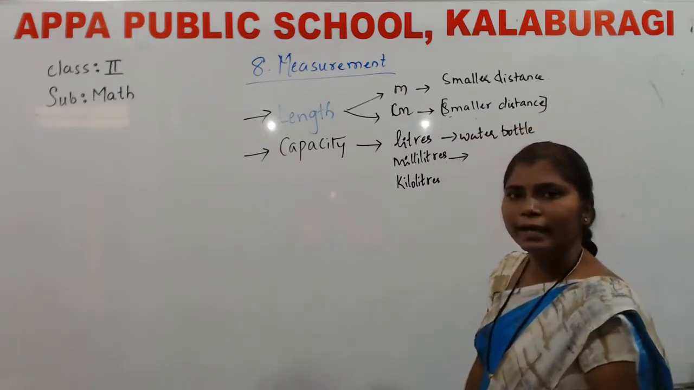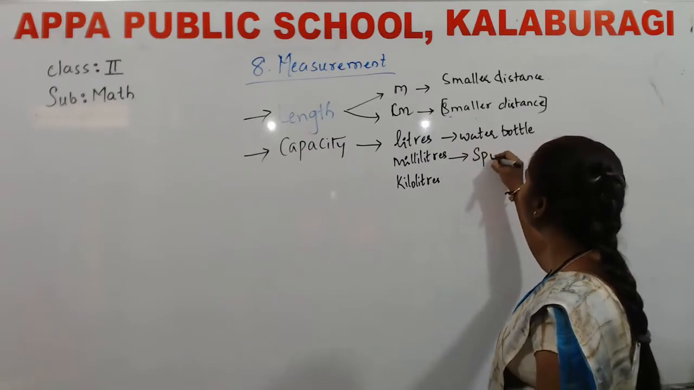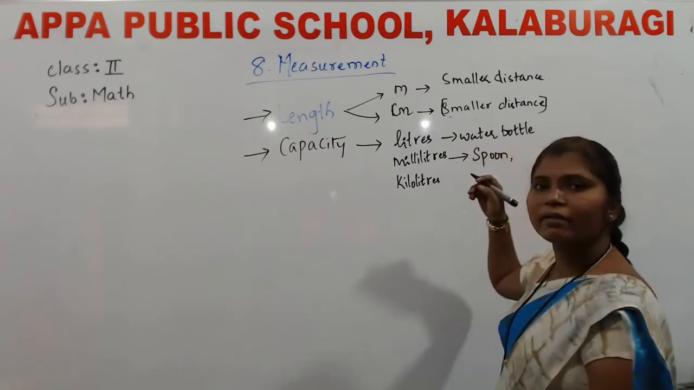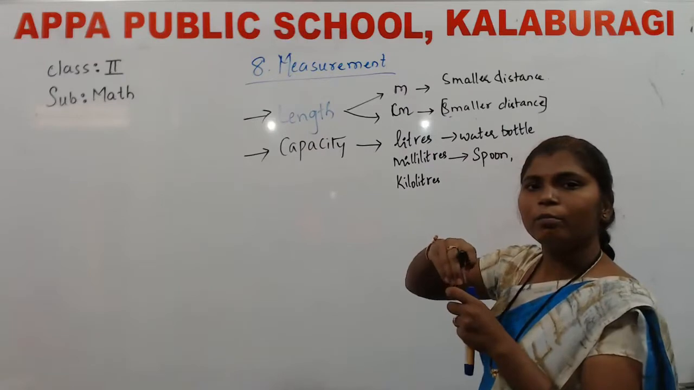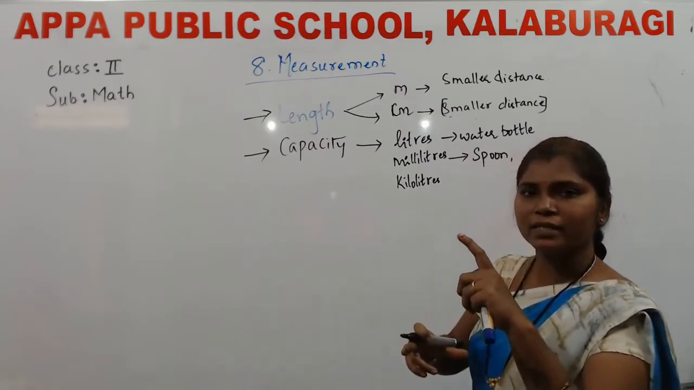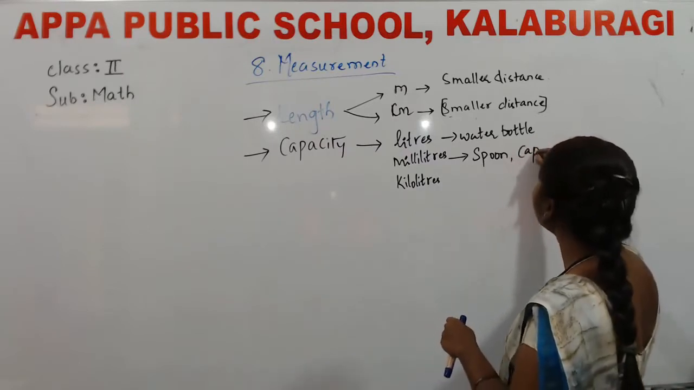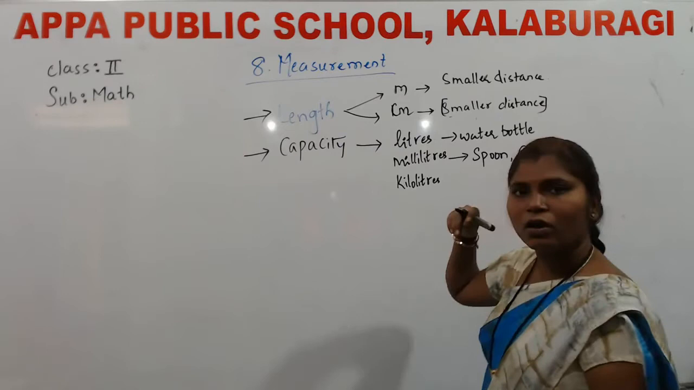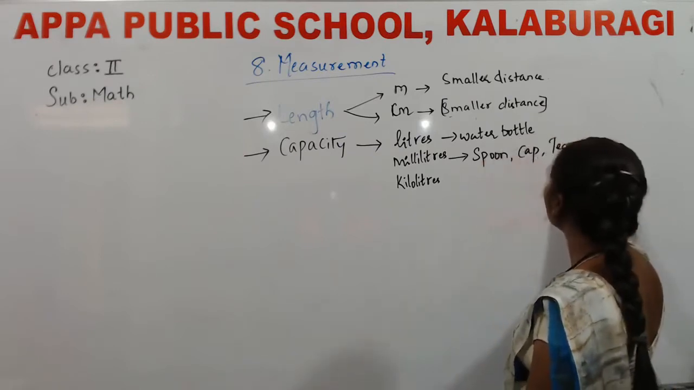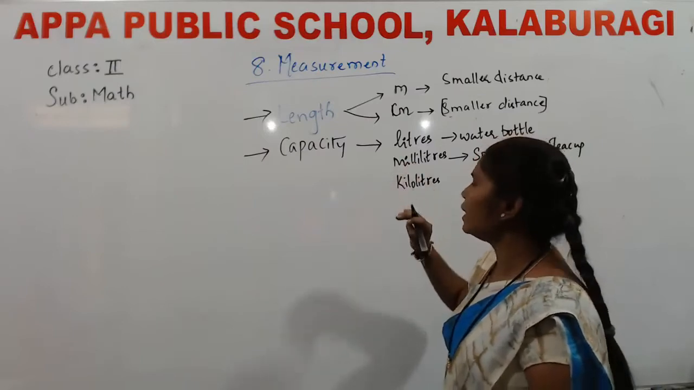For milliliters, we consider the example of your spoon, or the cap of your medicine bottle. You have your medicine bottle, right? The cap of that medicine bottle is also in terms of milliliters, or your tea cup also can be in terms of milliliters.